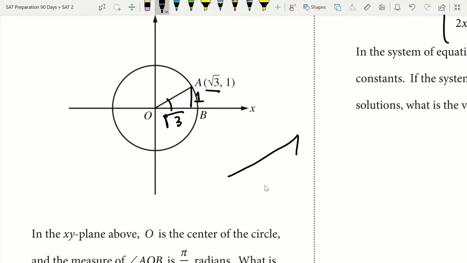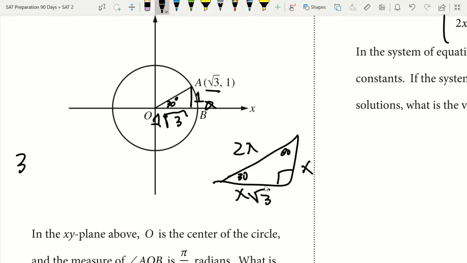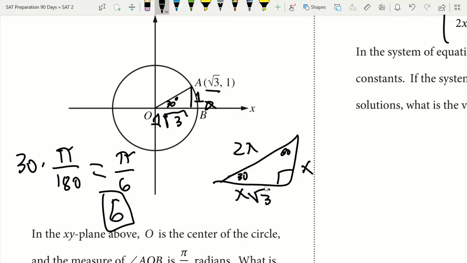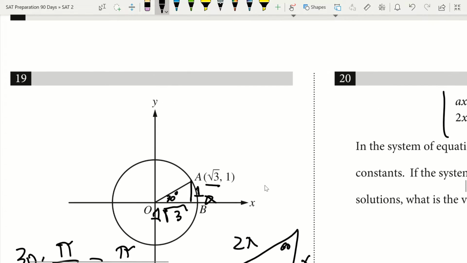I'm going to quickly show this, even though I wouldn't if I were taking the SAT. A 30-60-90 triangle would look something like this: an x there, an x root 3 there, and then a 2x there. In this case, I have a 1 here, and then a 1 times root 3. So that fits. That tells me this angle right here is going to have to be 30 degrees. If it's 30 degrees, we multiply by the fact that we have pi per every 180 degrees, and we get pi over 6. So our answer for A is going to be 6. That's the value of that A right there. So 6 is going to be our answer for 19.